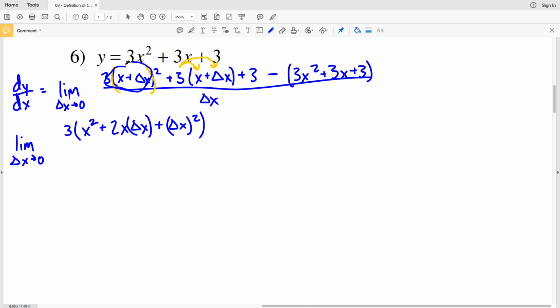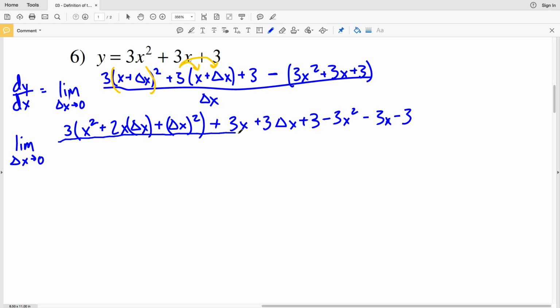So if you need help expanding that out, feel free to write it separately and do the first terms, outside terms, inside terms, and last terms. And then we're going to add that to 3 times x plus 3 times delta x plus 3. And then I'm going to subtract 3x squared. I'm going to subtract 3x, and I'm going to subtract 3. And remember, this is all over delta x.